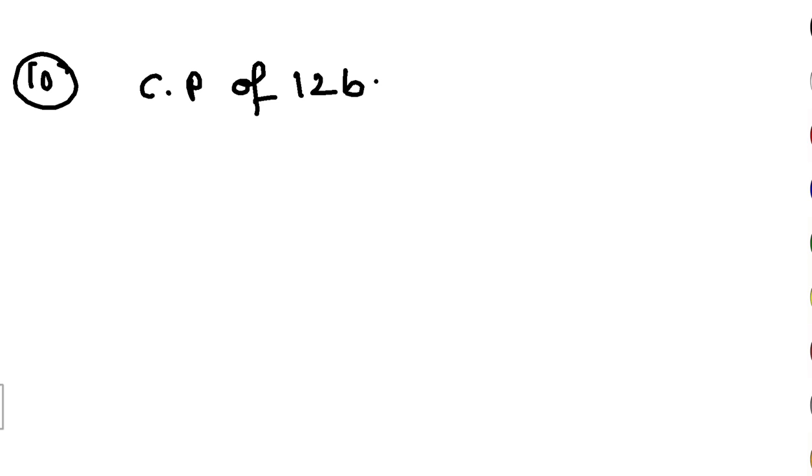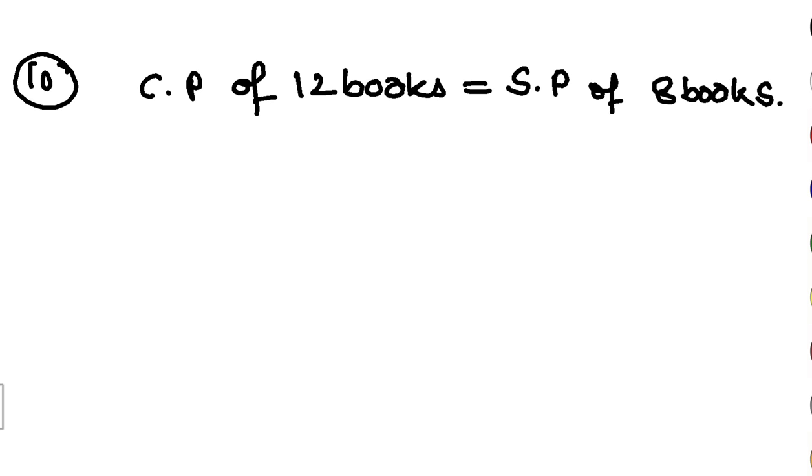Okay, so this question is very interesting. Question number 10, they are saying the cost of 12 books is equal to SP of 8 books. So basically the condition is like this: CP of 12 books is equal to SP of 8 books. You have to find the gain or loss percentage.